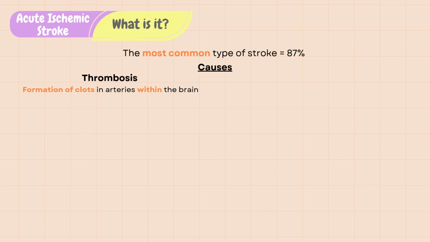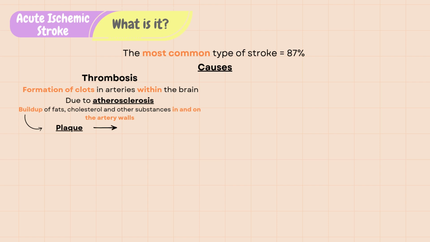The most common cause of thrombosis is atherosclerosis, which is the buildup of fats, cholesterol, and other substances in and on the artery walls. This buildup is called plaque. Plaque causes stenosis, which is narrowing of the affected arteries. Plaques can rupture and attract clotting factors, resulting in thrombosis and decreased or a complete blockage of blood flow.